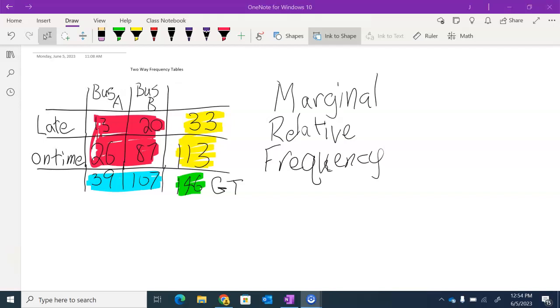Alright, hello, welcome to video 3 on two-way frequency tables. We are going to talk about marginal relative frequency now.